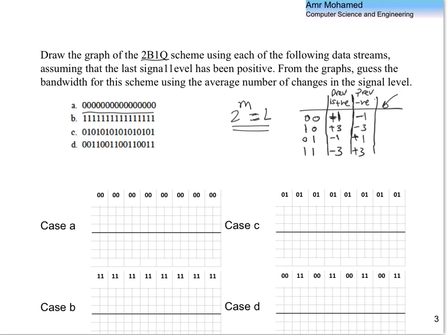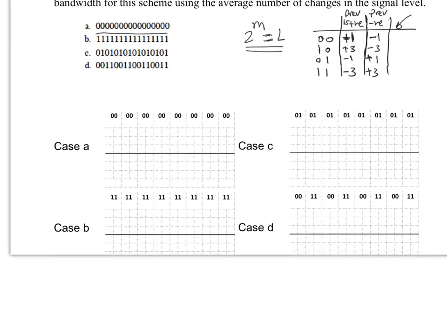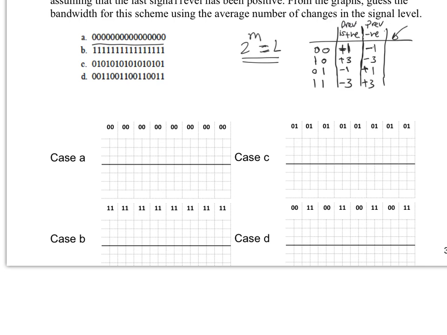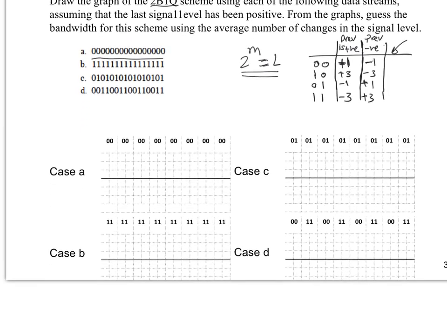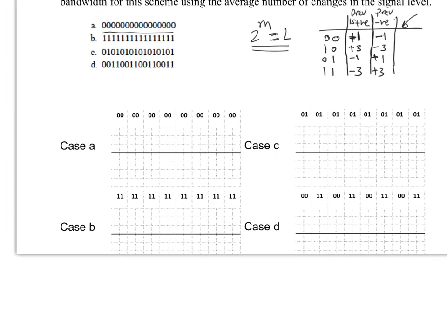So with that said, what we need to do here is write the signal representation of these bit patterns. Remember, in this example the last signal level has been positive. That's very important, because the first signal level has to be based on this column. For straight zeros, each two zeros are represented by one signal level. So 00 is represented by plus 1, then plus 1, and then plus 1, all the way to the end. Because it's positive, we always stick to the first column.